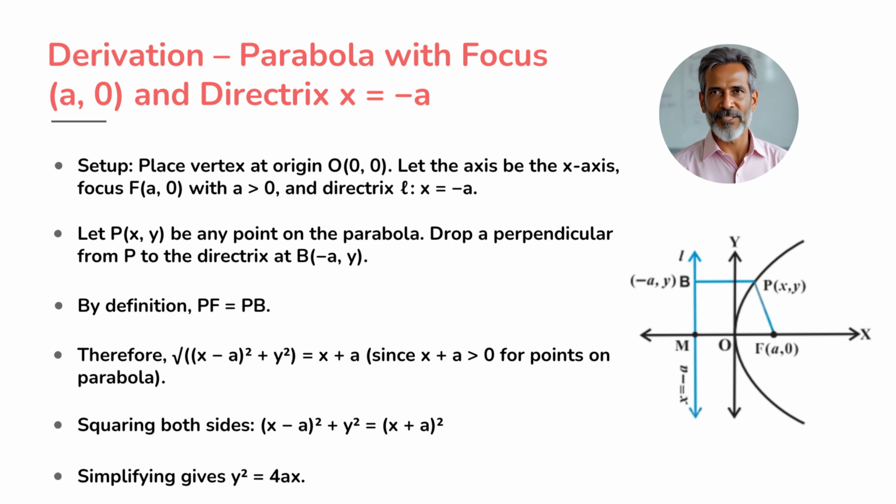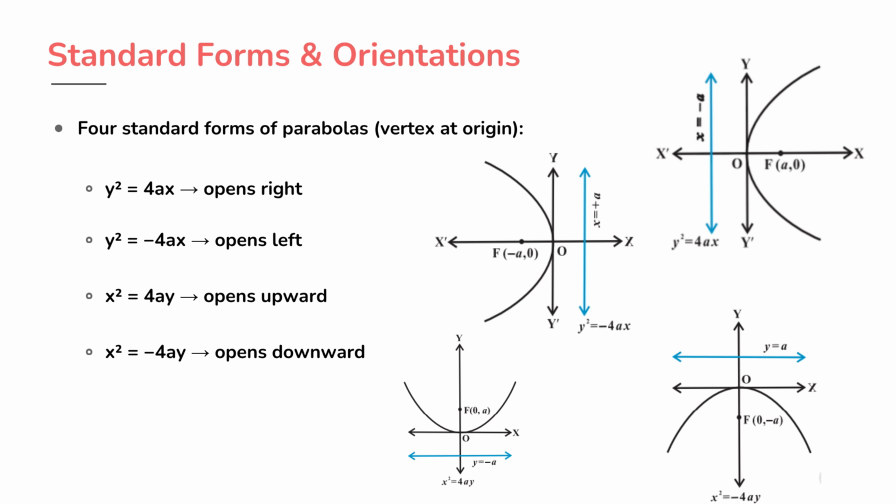If a is greater than 0, the parabola opens rightward. If a is less than 0, it opens leftward. So yes, the sign of a decides whether the parabola is a morning stretch to the right or an evening bend to the left. Now, not every parabola faces the same way.